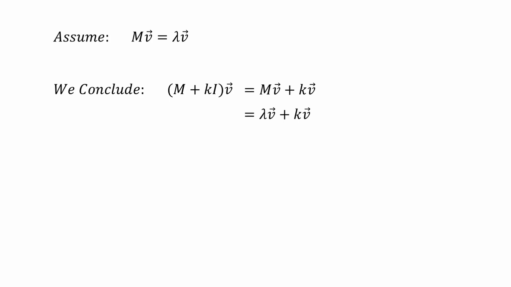Assume that v is an eigenvector of M. This mathematically translates to Mv equals lambda v. Now consider M plus kI times v. We can expand, substitute in lambda v for Mv, and then simplify. This means that v is scaled by a factor of lambda plus k when we apply M plus kI to it. Hence, v is also an eigenvector of M plus kI.